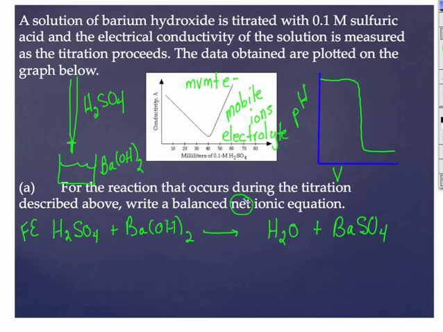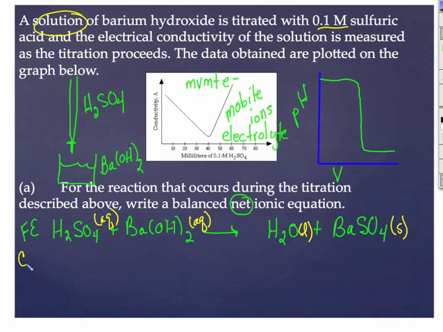Now, whenever you're after a net ionic, it's important to pay close attention to states. Now, pure water is a liquid. These were aqueous solutions. It says a solution is titrated with a molarity, which implies a solution. So those are both aqueous. But if you remember your solubility rules, sulfate with barium is insoluble, so that's a solid.